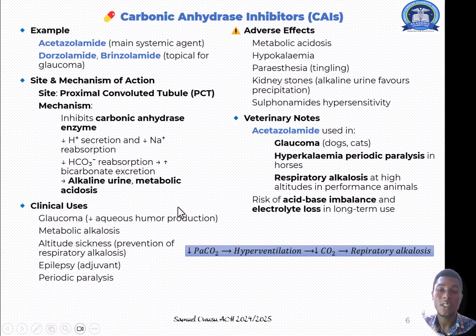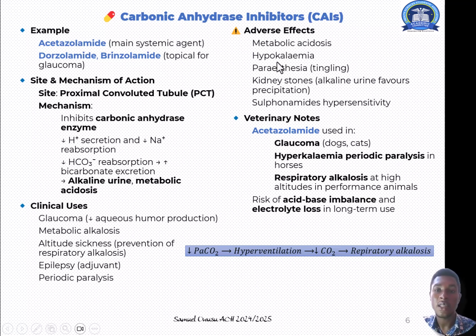So the excretion of the carbon dioxide, which was supposed to be done by the lungs into the outside, will now be done by the kidneys and then will be removed eventually. Okay, so that's how we use it as a prophylaxis for mountain sickness. Then it is used as an adjuvant in epilepsy management and periodic paralysis. The adverse effects: because they tend to decrease the levels of bicarbonate, they cause high metabolic acidosis.